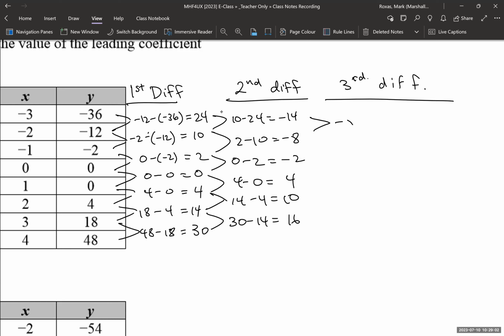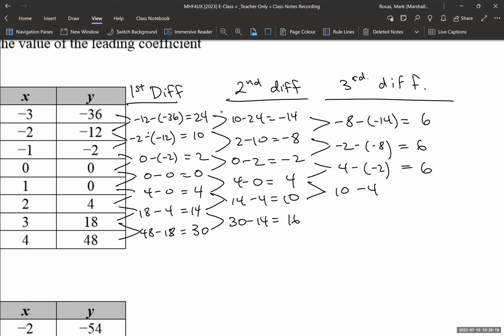So -8, take away -14, be wary of the double negative, we get 6. -2, take away -8, we get 6. 4, take away -2, again, a double negative, we get 6. And then 10 take away 4 is 6, and 16 take away 10 is 6. And if you happen to get one of these numbers not 6, you just double check your work, maybe you missed a double negative or something like that. But here we see all constant 6.